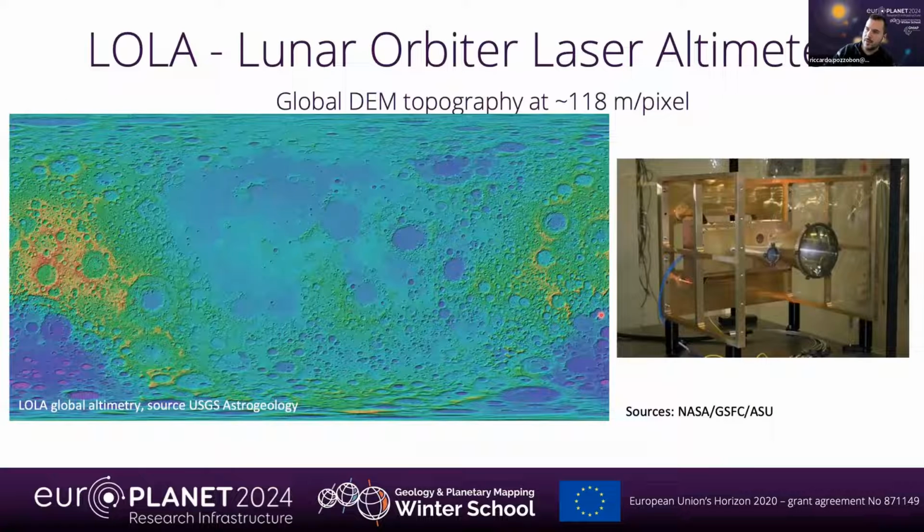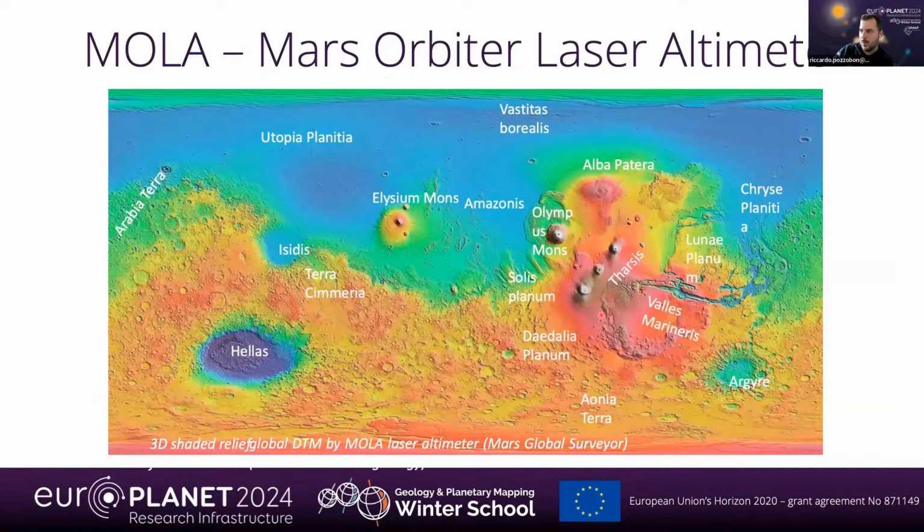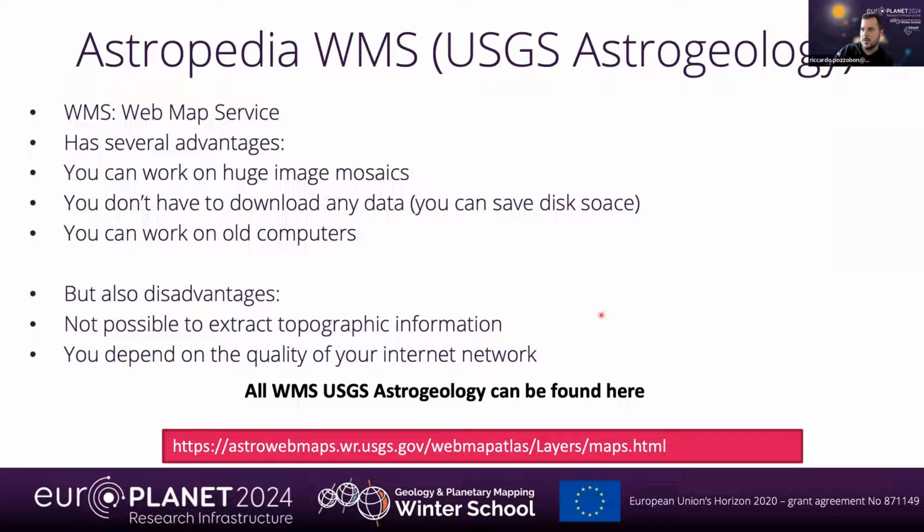You can, for example, gather the data from the global topography of the Moon, the global mosaics from the wide-angle camera of LRO, the global topography of Mars, and you can also stream some data. So you can not download data, but you can have access to links, and into your GIS software, you can put these links into the software. You can stream the data without downloading the images on your computer.